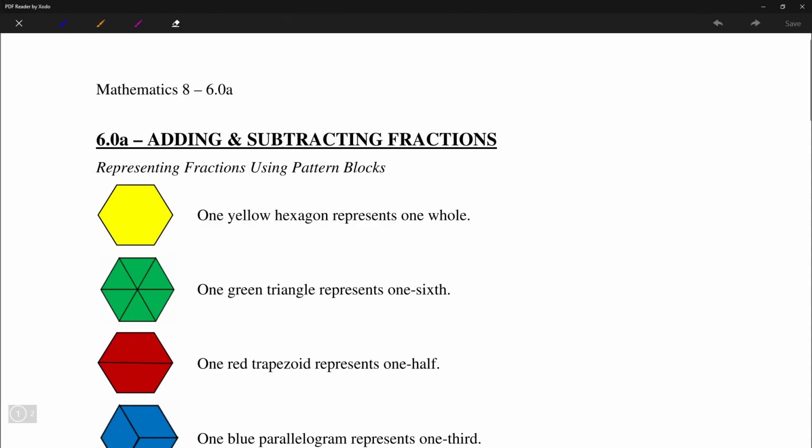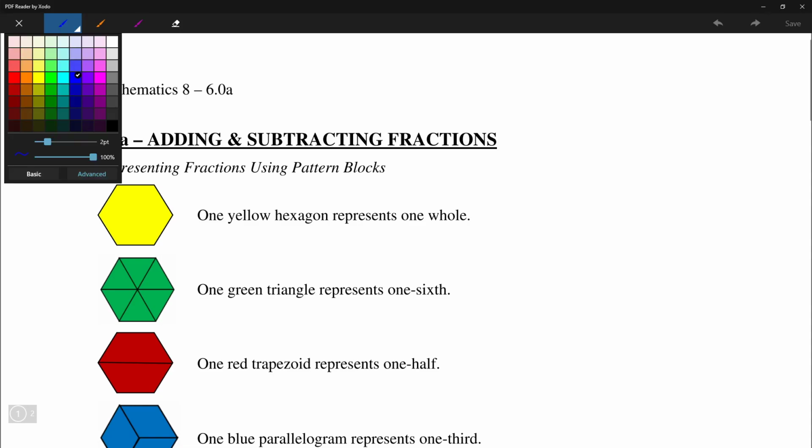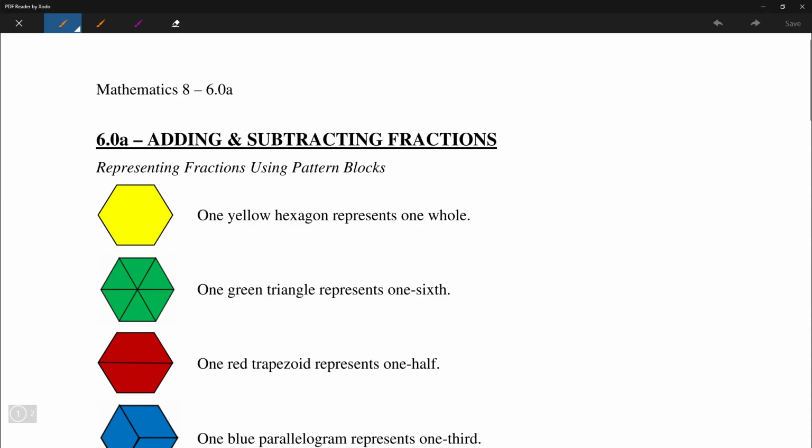So a single yellow hexagon represents 1. So this is equal to 1. And one triangle represents 1 over 6. Okay, and when we have 6 of these triangles, they combine to make one yellow hexagon.